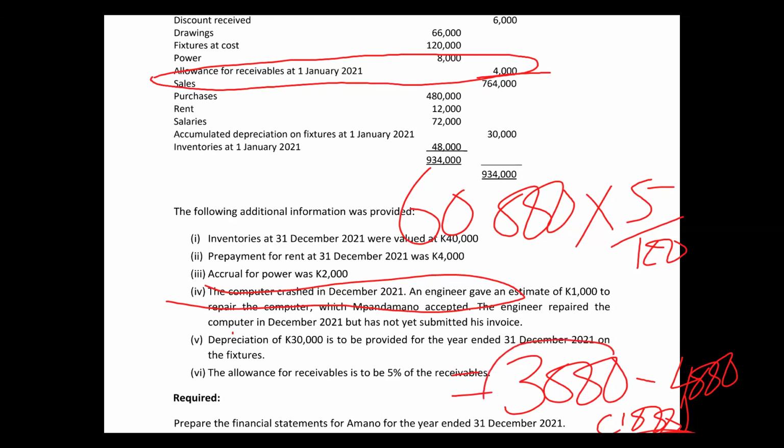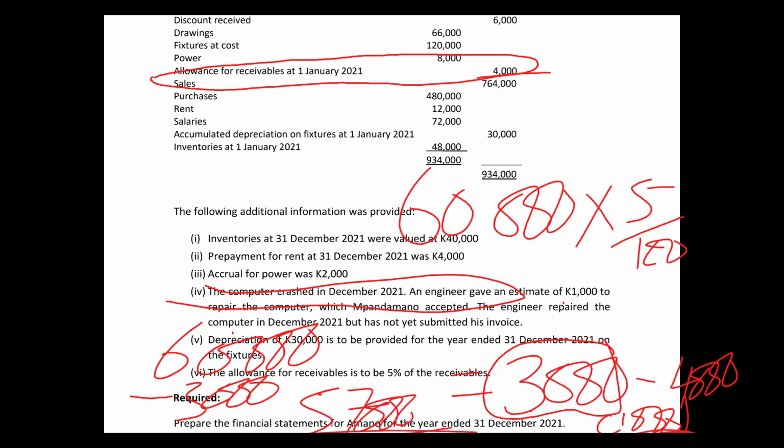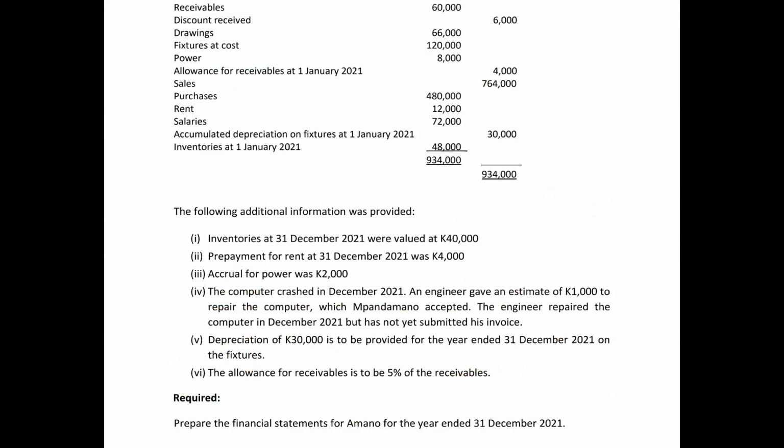Then this 3,000, the closing allowance for receivable, shall be deducted from receivables in the balance sheet. You will see that your receivables is 60,000. You shall deduct 3,000 from there. So you report 57,000 as the value of receivables in the balance sheet. Is that clear? So we're still deducting this 3,000, even though we took 5% of it.